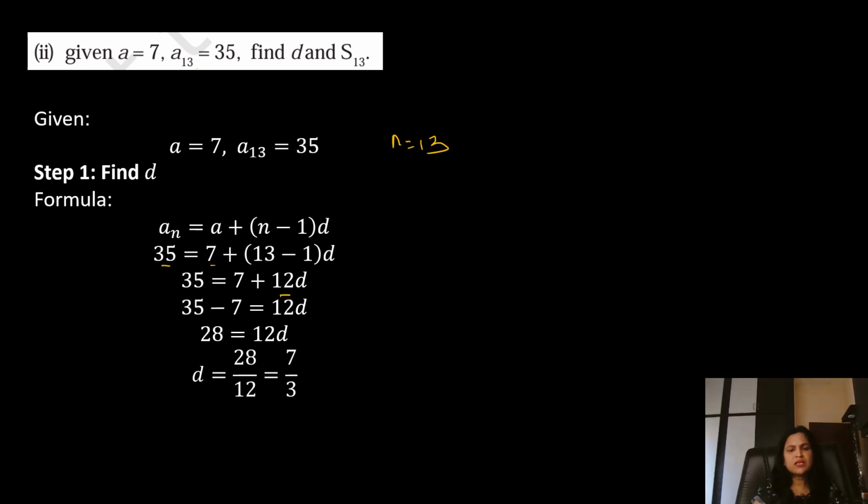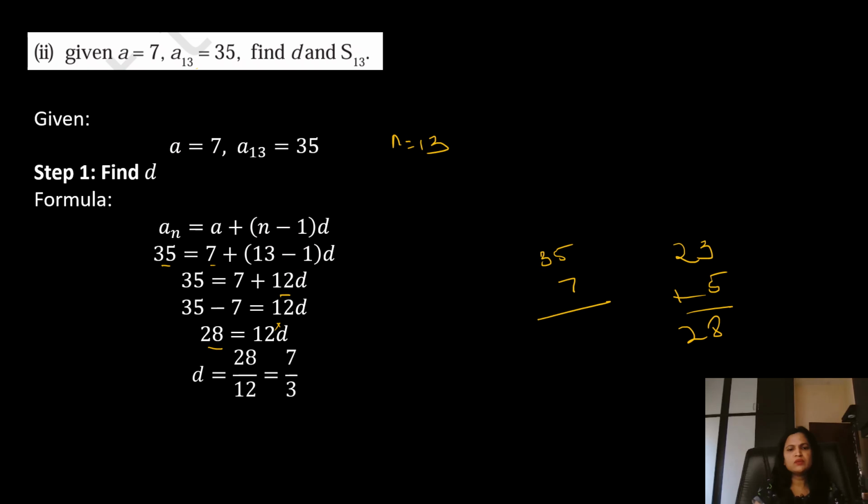So this 7 we have to take to this side. 35 minus 7 is, 35 minus 7. It looks difficult at first sight. But 30 minus 7 is 23 plus 5 is 28. So 28 equal to 12d. Otherwise it is multiplication. If 12 comes to this side, 28 divided by 12. d equal to 28 divided by 12.